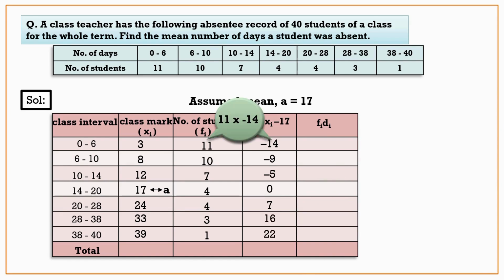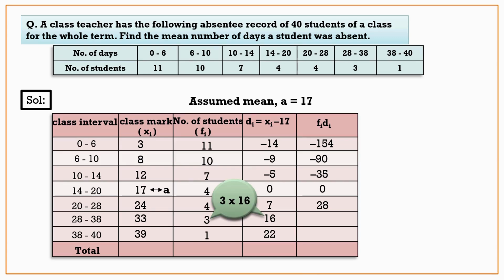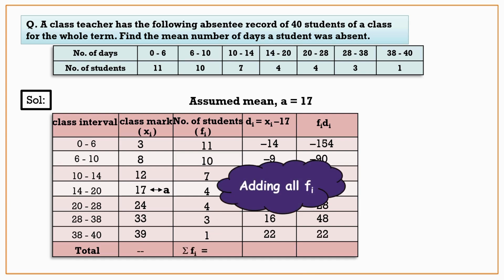Okay. Now we are going to multiply fi into di. So let us multiply this. As I told you earlier also, whichever row we choose as the assumed mean, that row will always be 0. Before that, we will always have the negative values, and after that the positive values, because the assumed mean we are choosing is the middle row.